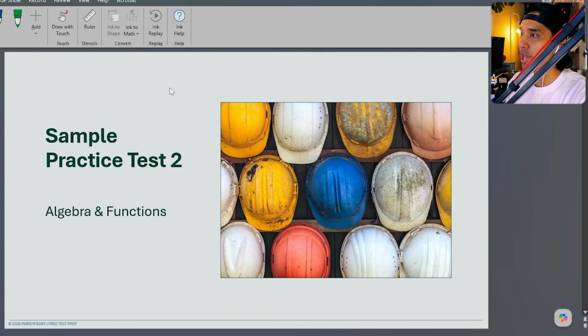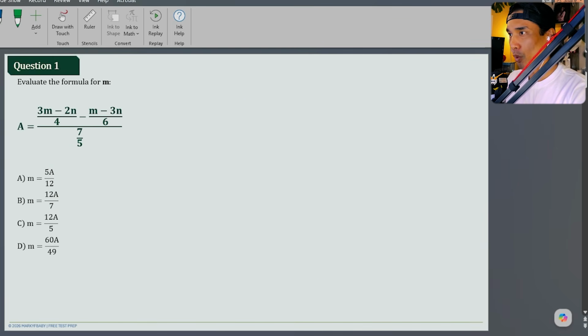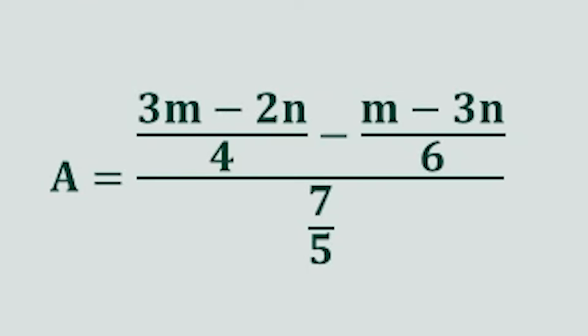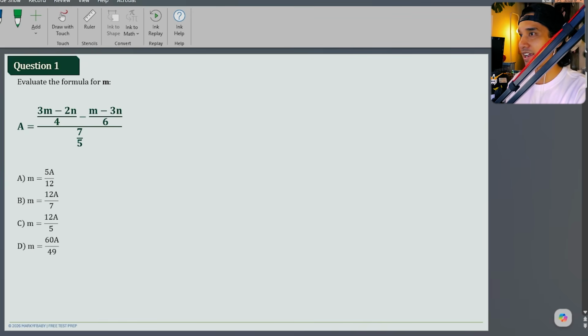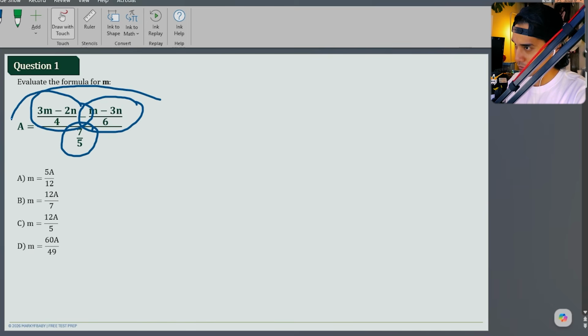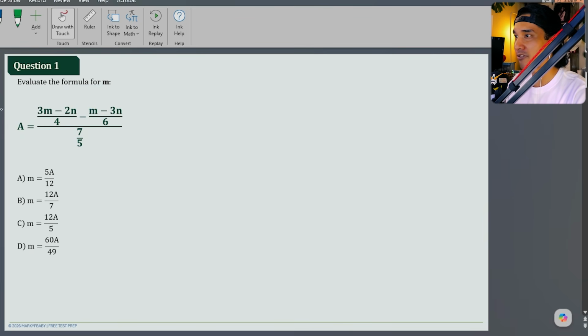Let's start this test with question number 1. Evaluate the formula for m, given this right here. Now, at first glance, I know what you're thinking. What the? Oh my gosh, what is this? This is kind of ridiculous, right? We have a fraction here, another fraction here, and a fraction over here, all a fraction. Oh my gosh. Okay, so there are many fractions in this formula, but never fear.